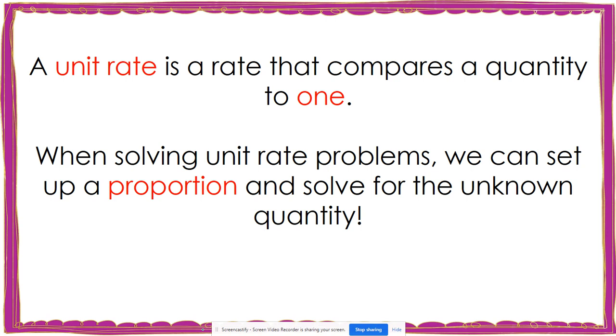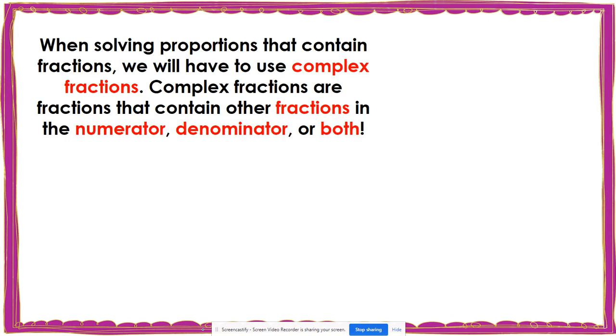A unit rate is a rate that compares a quantity to 1. When we solve unit rate problems, we can set up a proportion to help us solve for an unknown quantity. Sometimes we solve proportions that contain fractions. These are called complex fractions.